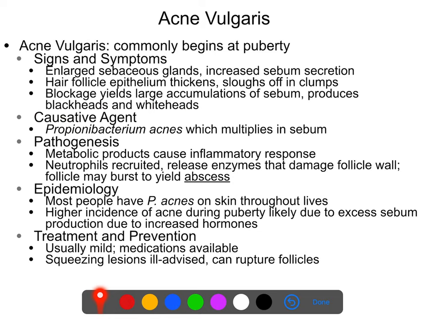Signs and symptoms. This is an infection, technically not an infection because it's not actually getting past your barrier, but it's a colonization of the sebaceous glands. Bacteria get into the sebaceous glands and cause some inflammation. The sebaceous glands then fill up with oil and sometimes pus and become enlarged. Sebaceous glands are always connected to hair follicles, so there's going to be a hair follicle near there. The blockage leads to accumulations of sebum, which produces blackheads and whiteheads.